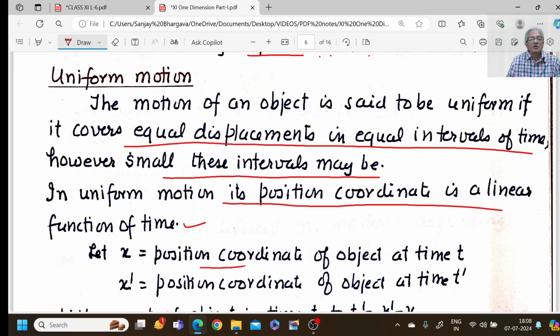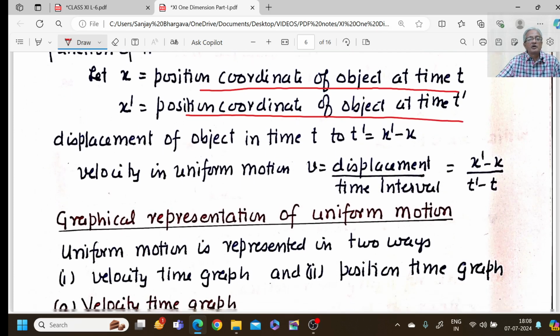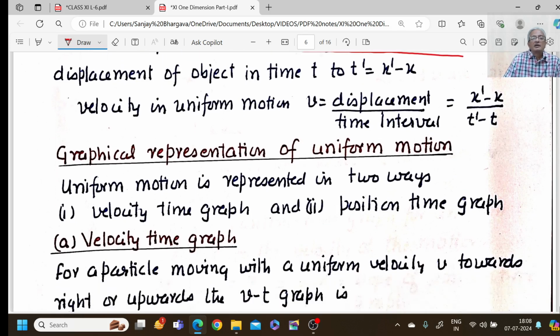x is the position coordinate of the object at time t, x dash is the position coordinate of the object at a new time t dash. Displacement of the object in time t to t dash is x dash minus x. So how do we define velocity in uniform motion? Displacement upon the time interval. Displacement is x dash minus x upon time interval t dash minus t.